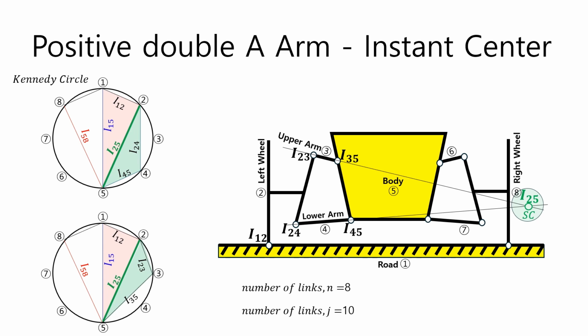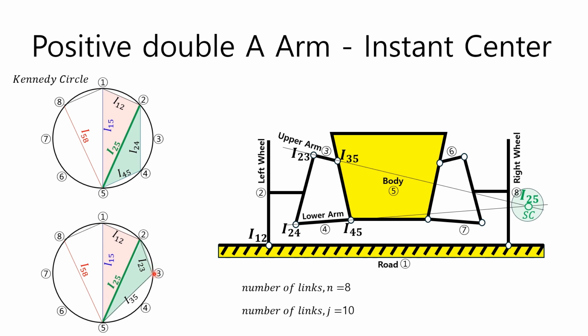Let's look at another triangle 235 in the right figure. It consists of left wheel 2, upper arm 3, and body 5. Instant center I23 and instant center I35 are joints connecting two adjacent links, so they can be easily found as shown in the right figure. According to Kennedy's theorem, all three instant centers shared by these three links, left wheel, upper arm, and body, must be in a straight line. These three instant centers correspond to the three line segments that form triangle 235 in the lower left Kennedy circle.